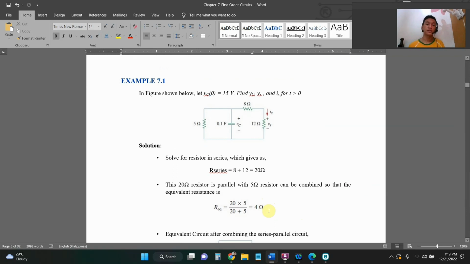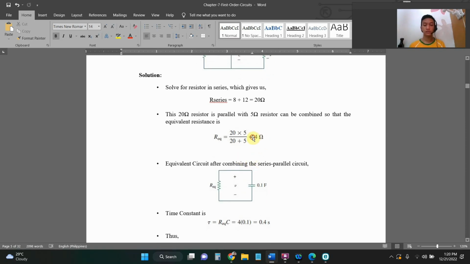This is an example. In the figure shown below, let the voltage across the capacitor be 15 volts, and we're going to find V sub C, V sub x, and I sub x for t greater than 0. As you can see in this circuit, we first solve for the equivalent resistance. The 8 and 12 are in series, so we add them to get 20, and 20 and 5 are now in parallel, so the equivalent resistance is equal to 4.